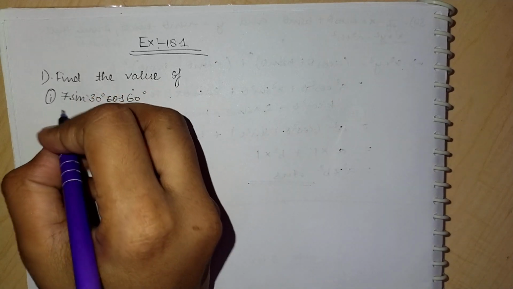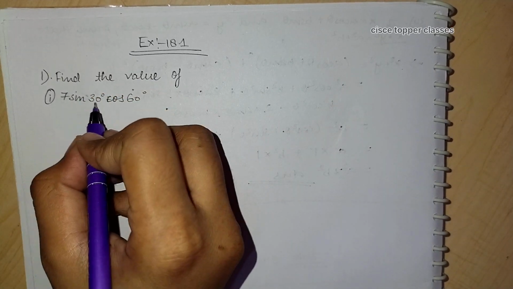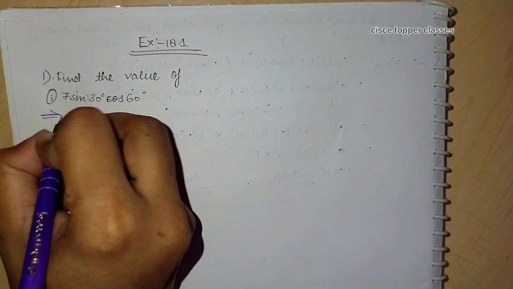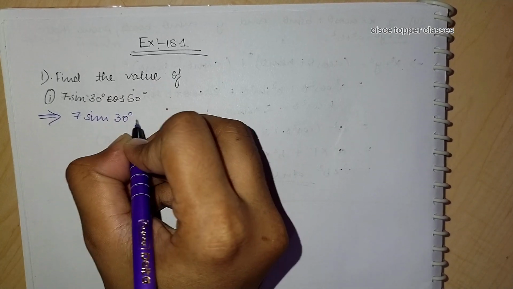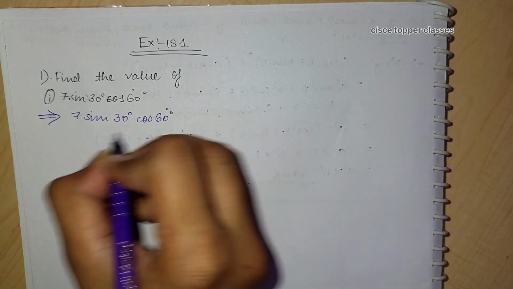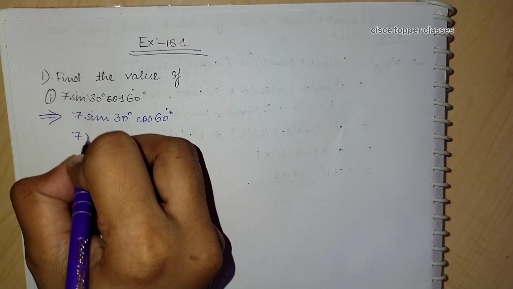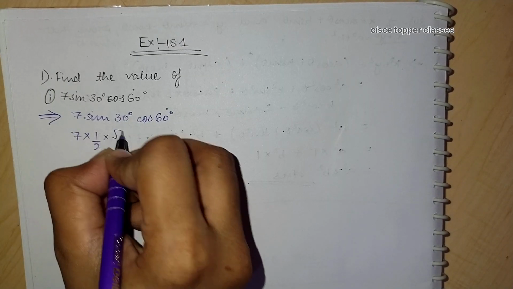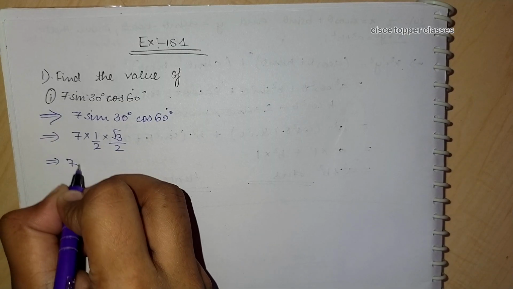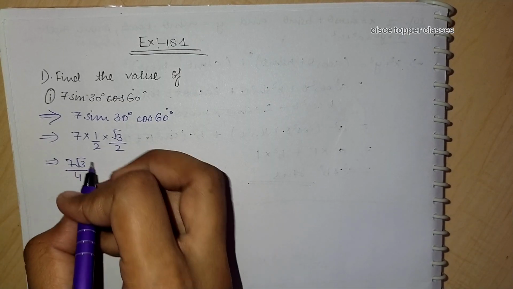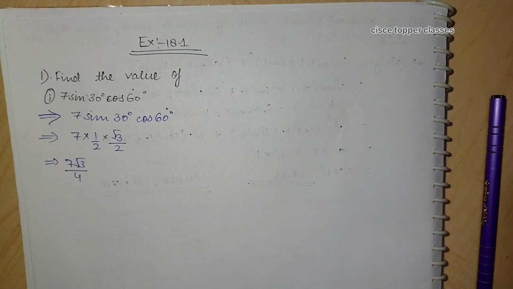We have to find the value in the first part of 7 sin 30 and cos 30. So if we put the value, this will be sin 30 into cos 60. We know the value of sin 30 is half, and cos 60 is under root 3 by 2. So this part we can write as 7 under root 3 divided by 4. So this is the answer of the first part.